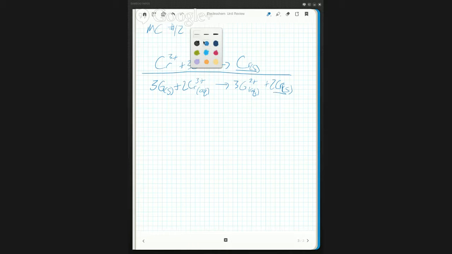In fact, I'm going to use different colors here. So the Cr3 plus is here, and the Cr solid's there, and Cr3 plus is here. Now, it doesn't really matter about the coefficients because when you're dealing with the E of the cell, coefficients do not matter. That's a big difference, okay?